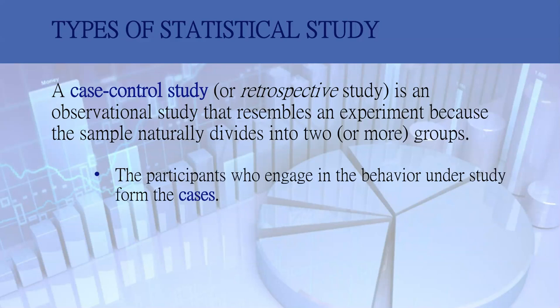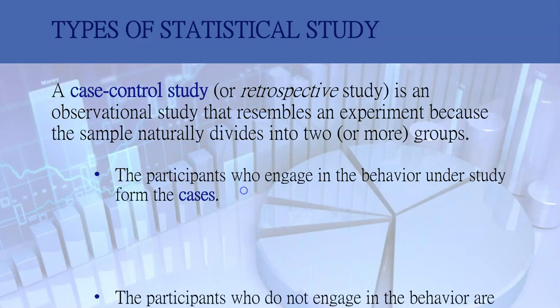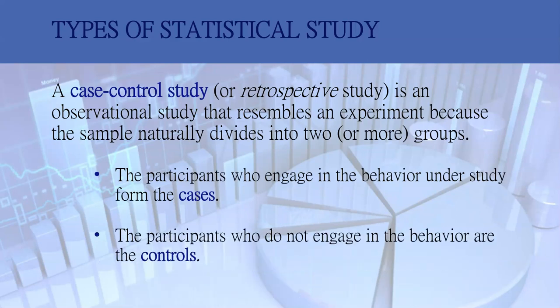The people who engage in the behavior would be the cases, and the people who do not are still called the controls. So the cases are like the treatment group. The controls are the participants who do not actually do whatever it is you're looking at. You would use a case control study mainly for a situation that would be unethical to set up yourself.